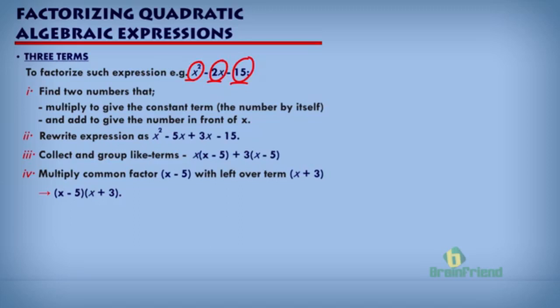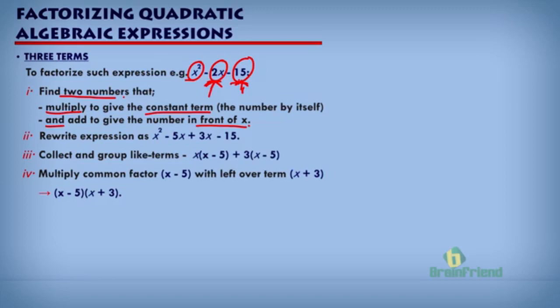What step do we take first? We find 2 numbers. Those numbers must satisfy 2 rules. 1, they must multiply to give us the constant term in our expression. The constant term is that term that does not have any letter attached to it. So 15 does not have a letter attached to it. 2x has a letter, x squared, of course, has a letter. So our constant term there is 15. Find 2 numbers that multiply to give us 15. And those same numbers, when they are added together, should give us the number in front of x. That number is usually called a coefficient, okay? So they must multiply to give us 15 and then add to give us 2.